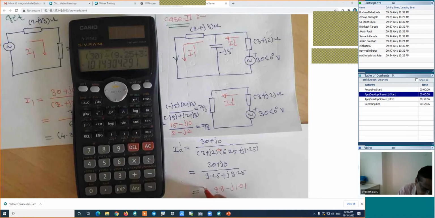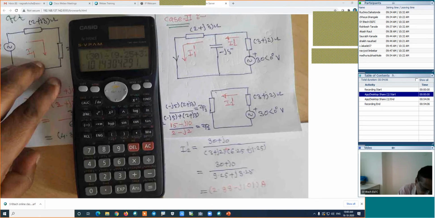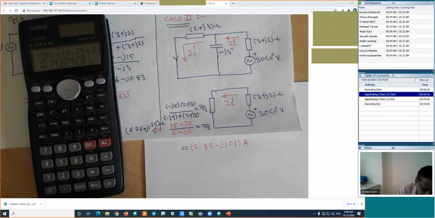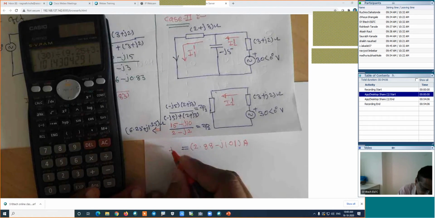This is the total current which is flowing through this particular circuit in this case. Is it right? If we know this current, how will be the next calculation? I will use the current division rule. Now look here. This value is I2 dash.